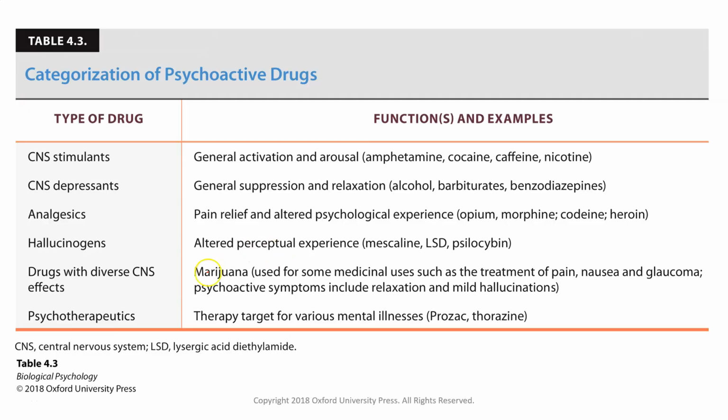Drugs like marijuana don't neatly fit into any of these upper categories because they produce a whole bunch of different responses. And so it gets a category on its own, but it can be used both for medicinal purposes, but it can also produce psychoactive symptoms, including mild hallucinations if given at larger doses, but it can also promote relaxation at lower doses. Psychotherapeutics are drugs that are used to treat disorders, so drugs like Prozac or Thorazine, an antipsychotic, fall into this category.